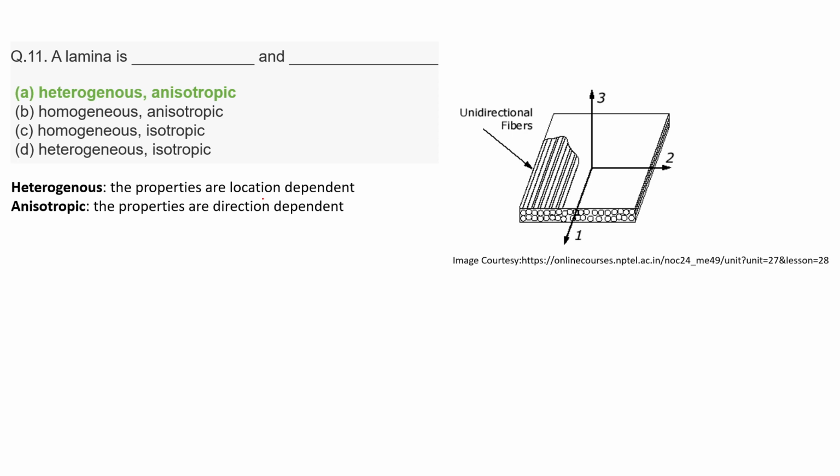That means if you stretch that fiber in the x axis, it will give different strength, and when you stress it in the y axis, it will give different properties. That means it is not uniform. The properties are not uniform in all directions for the reinforcement. That's why the reinforcement acts as anisotropic. Now, when you combine this reinforcement with the matrix, the whole lamina will also act as anisotropic because in every direction the properties will be different. So the answer here will be option A, that the lamina is heterogeneous and anisotropic.